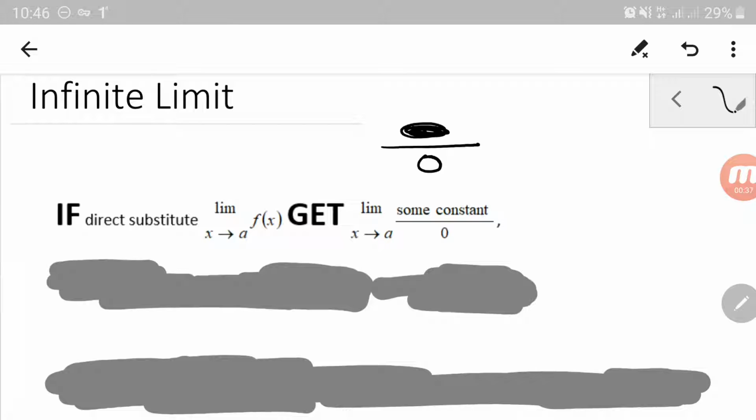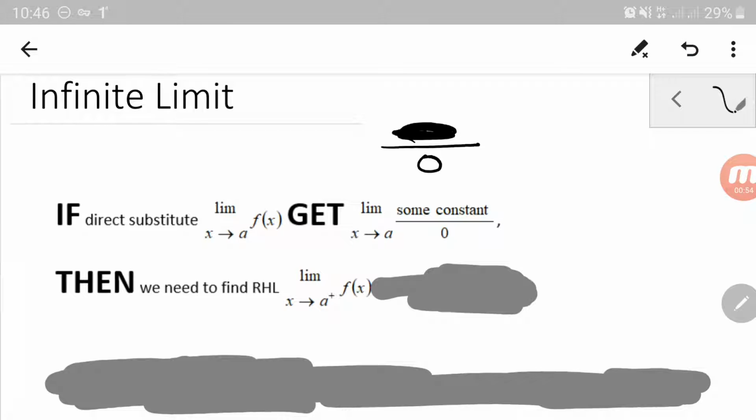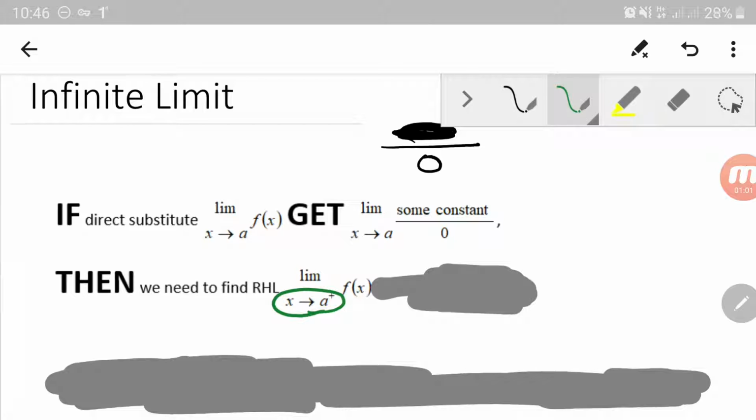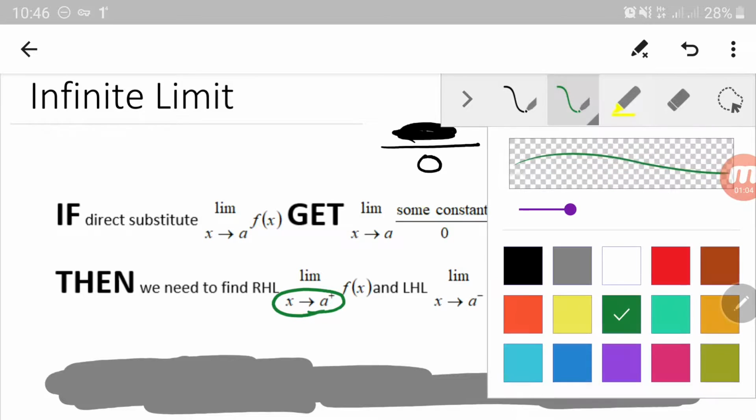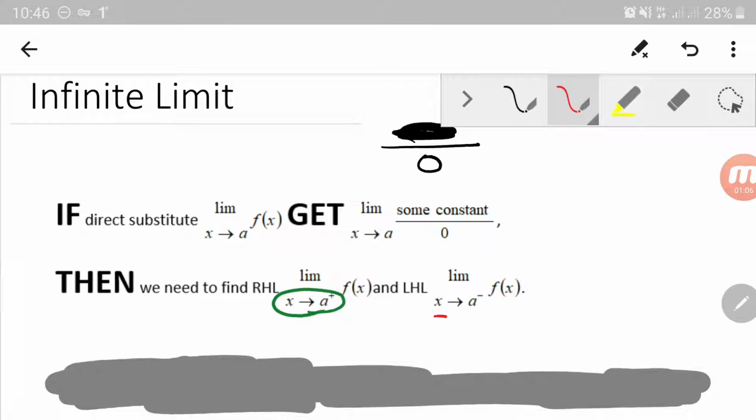In the previous videos, maybe you saw some condition, something like 0 over 0. But this time it is a number over 0, constant over 0. So what should we do? We have to find the right hand limit, as x approaches a from the right, and we have to find the left hand limit, the limit of f(x) as x approaches a from the left.